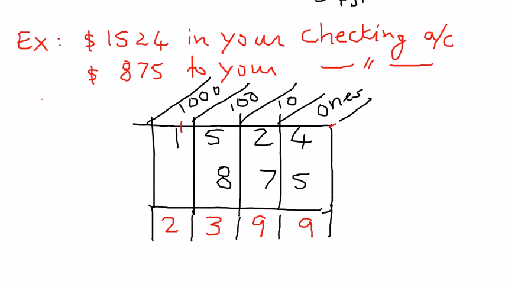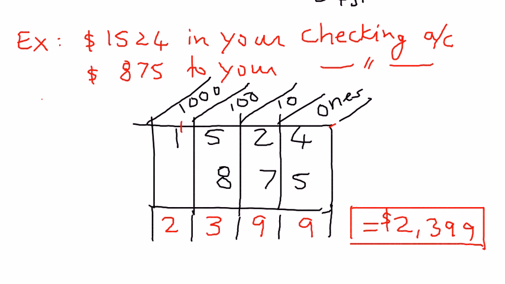So therefore when we added $875 to our already existing $1,524 in our checking account, the balance came up to $2,399. This is our answer. This is the way we want to be able to solve the real world application problems. In my next presentation, we shall see some more real world application problems.